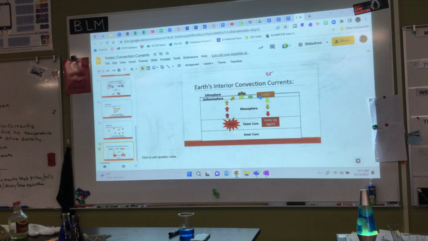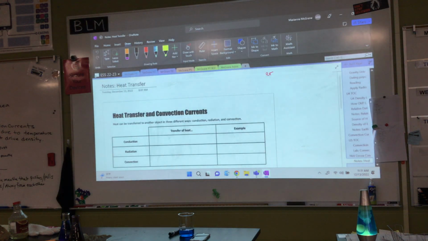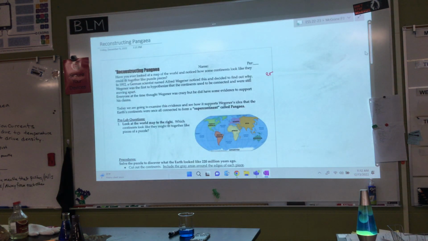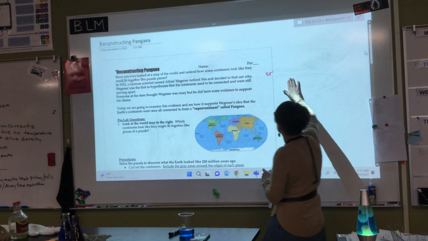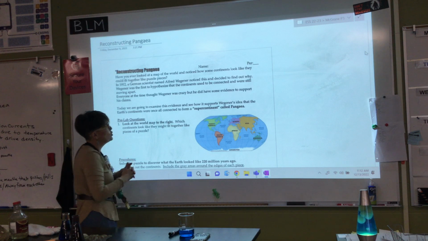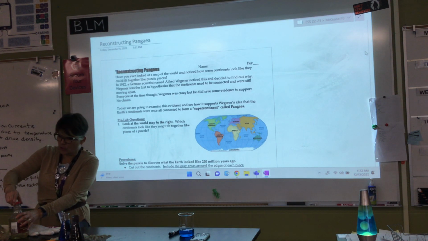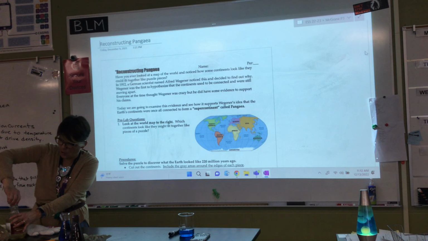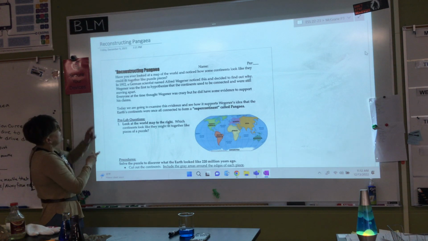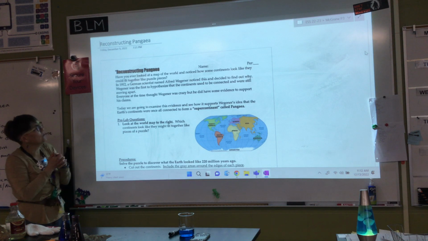So if you could please get out your paper that says Reconstructing Pangea, we're going to go ahead and see if we can reconstruct that ancient 250 million year old supercontinent. It was called a supercontinent because all of the current continents on our planet, all of the land masses, were connected into one big continent. It says, have you ever looked at a map of the world and noticed how some continents look like they could fit together like puzzle pieces?